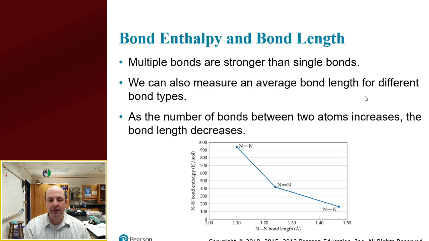We get average bond lengths. The stronger the bond is, or the more multiple bonds, the atoms get closer together. So in a single bond, it's about 1.47, 1.48 angstroms apart. A double bond is only 1.23, 1.24. And for a triple bond, 1.1 angstroms apart. So the more bonding, they get pulled closer and closer together because there's more sharing of electrons, held together more tightly, and it's more stable. It takes more energy to pull them back apart.